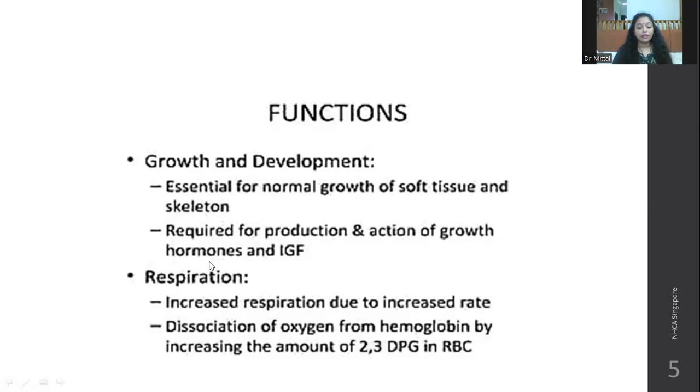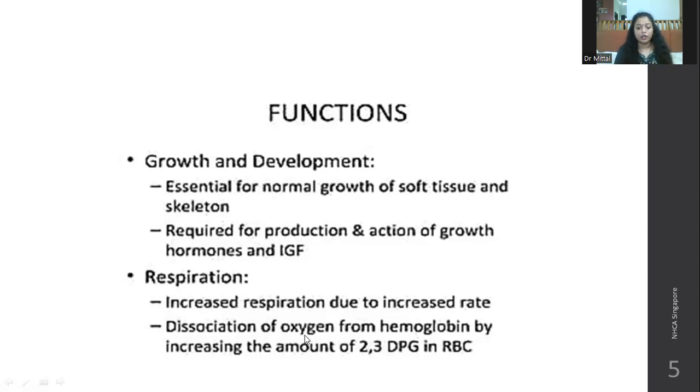Respiration: increased respiration due to increased metabolic rate. That is increased consumption of oxygen. Oxygen consumption will be increased in case of healthy secretion of thyroid hormone. Oxygen is getting used up by your cells, so your respiratory rate will also increase to compensate for the oxygen that has been used up by your cells.